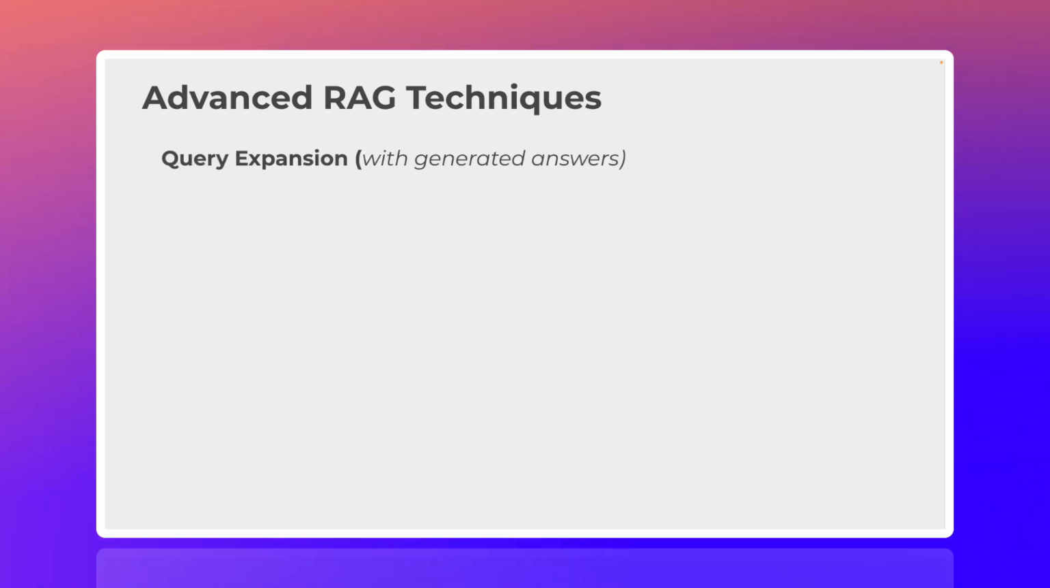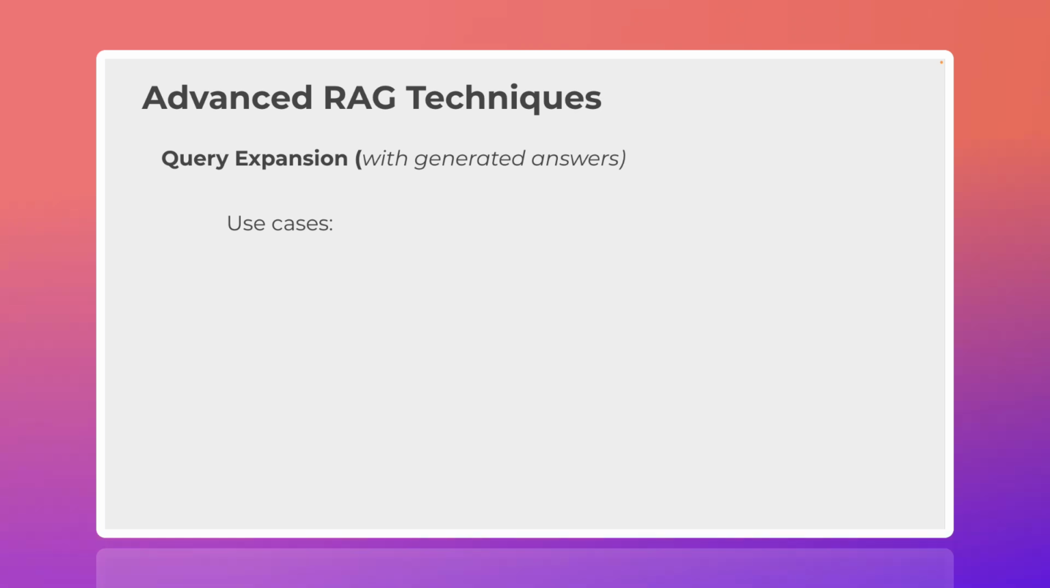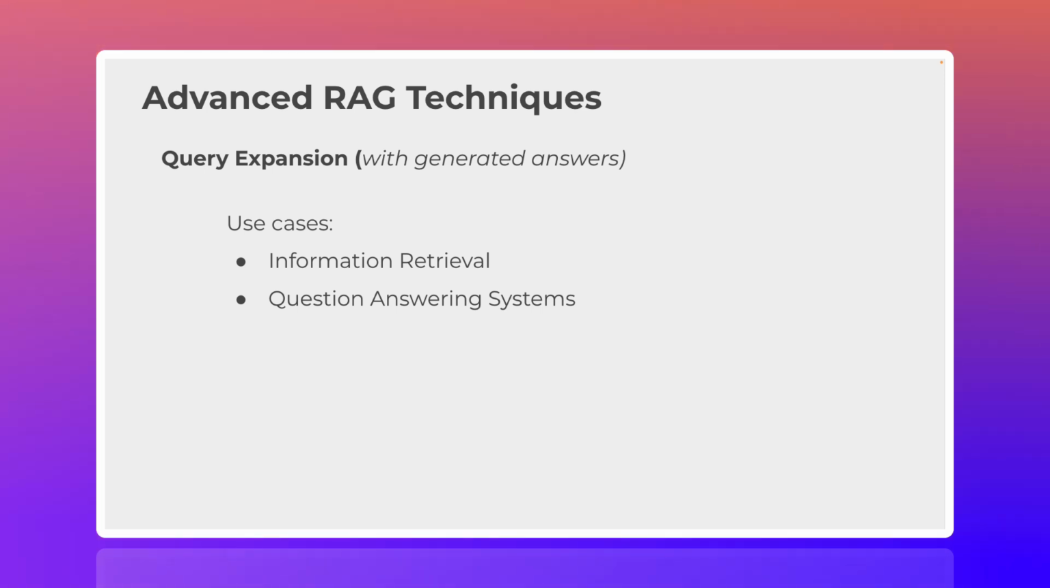So what happens here is that with this expansion, we have a few use cases. This query expansion with generated answers, we can use that in information retrieval. You can imagine with the system now we can enhance the effectiveness of search engines because we're providing more comprehensive search results, and also in question answering systems because now we are improving the retrieval of relevant documents or passages that potentially help in answering user queries.